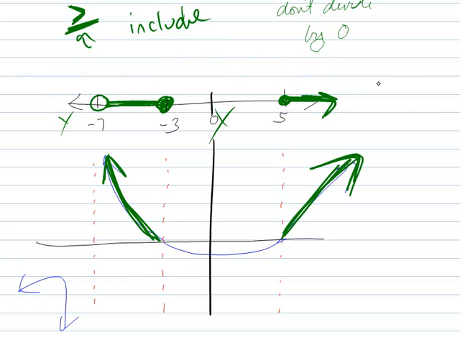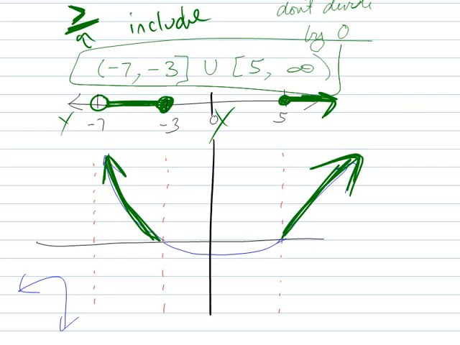And now I can write my answer. Reading from left to right, it goes from -7 to -3, and then it goes from 5 to infinity. And that's going to be your answer.